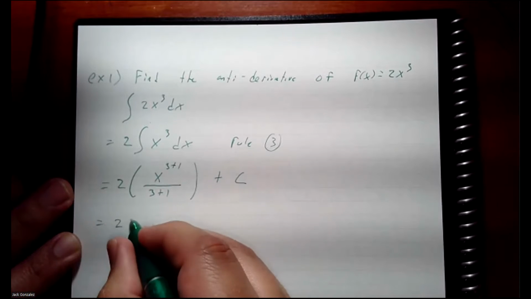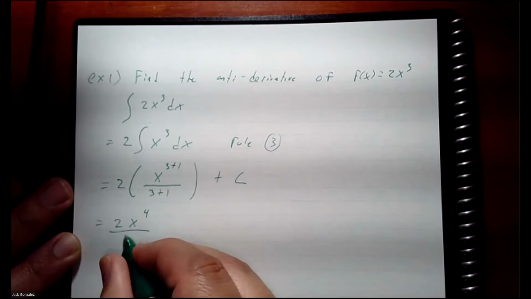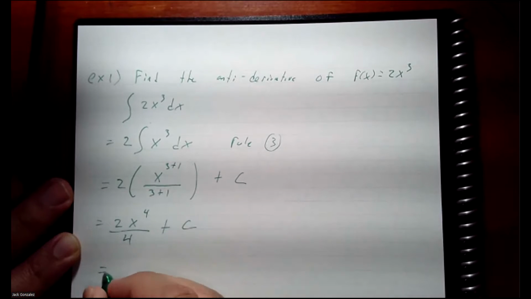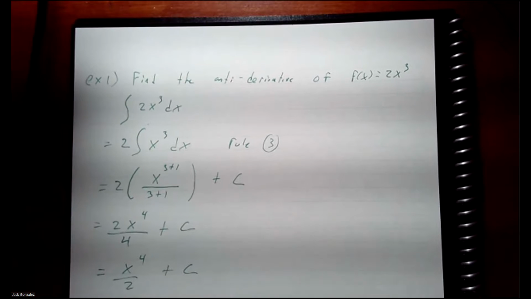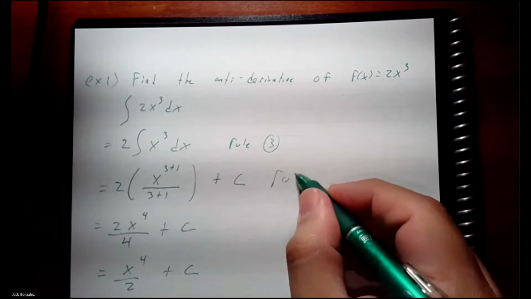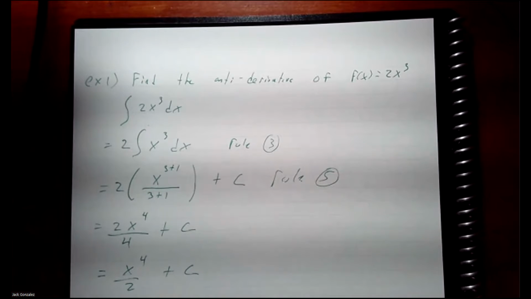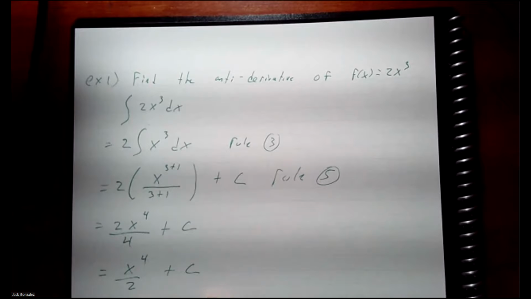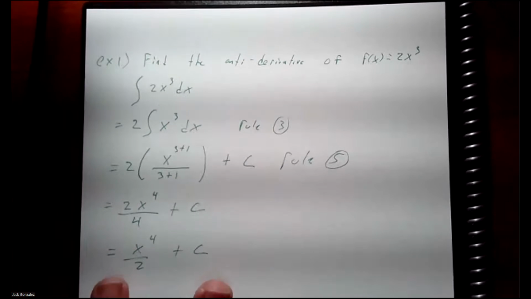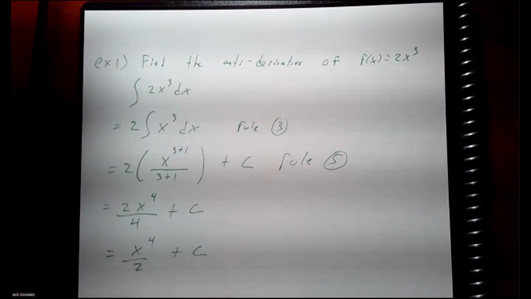So that'll be 2x to the 4th over 4, plus c, which reduces to x to the 4th over 2 plus c. So we apply the rule. And that's it. This is the antiderivative after you integrate that function f. And if you take the derivative of this, you're going to end up back at the beginning.